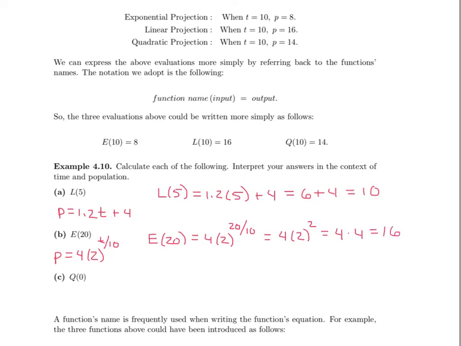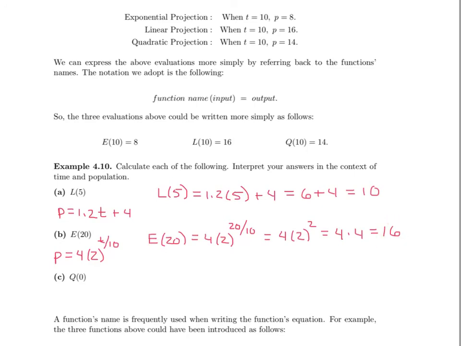Now let's interpret this in terms of time and population. We inserted 20 into this function. The 20 is a t value. It represents 20 years. So in 20 years, the exponential function predicts the size of the population to be 16,000 individuals.